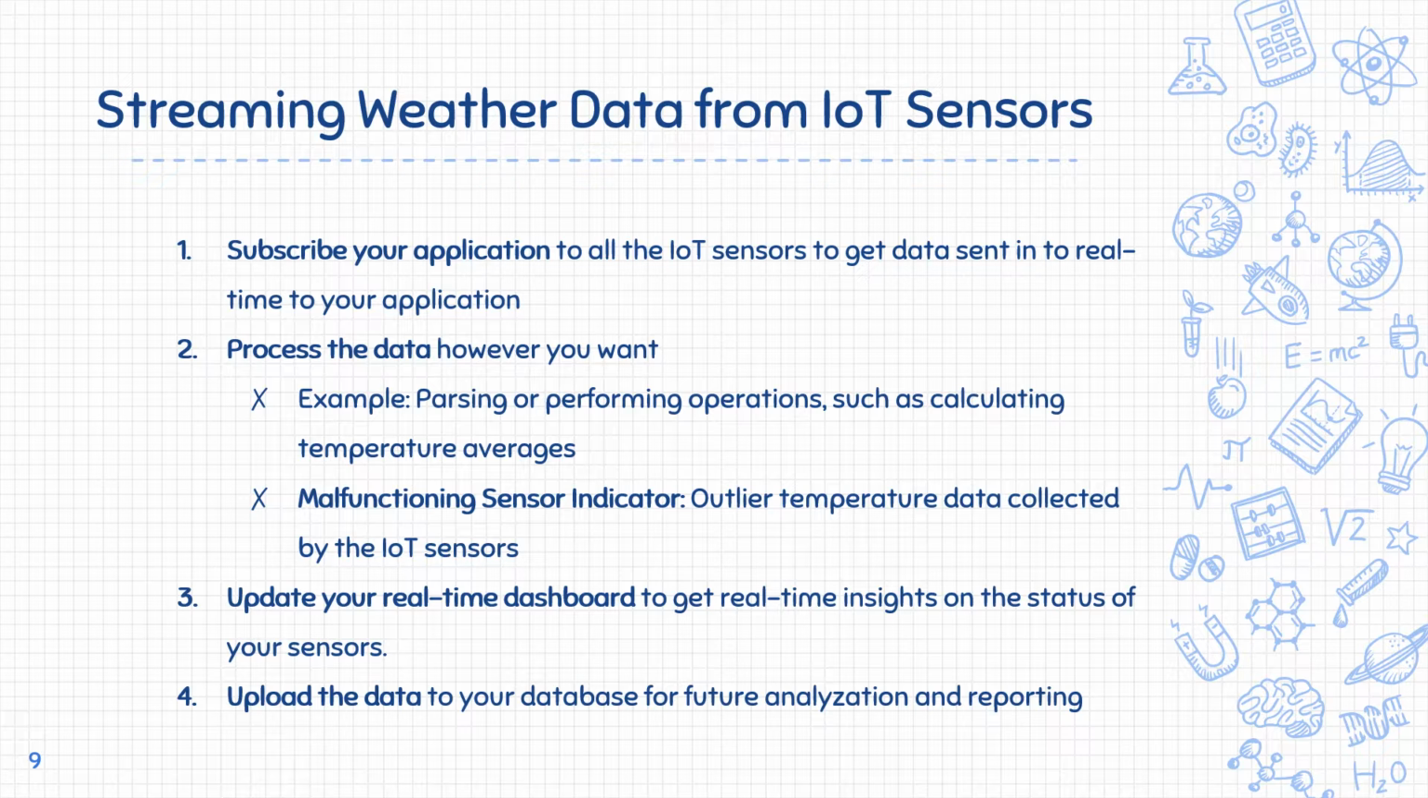As a developer, you can then process the data however you want, whether it be parsing it or performing operations on the data collected, such as calculating averages, or in our case, identifying outlier temperature data collected by the IoT sensors. This will be the indicator we use to identify if an IoT sensor may be malfunctioning.